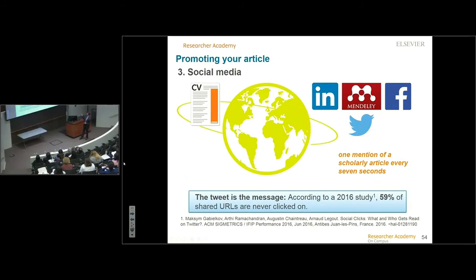Social media, we talked earlier about the one mention of a scholarly article every 7 seconds. Be mindful that the tweet is the message. According to a 2016 study in ACM Sigmetrics, 59% of shared URLs are never clicked on. People are basically taking the message of that tweet, and that becomes the message of your article for many of them. So think carefully about that.